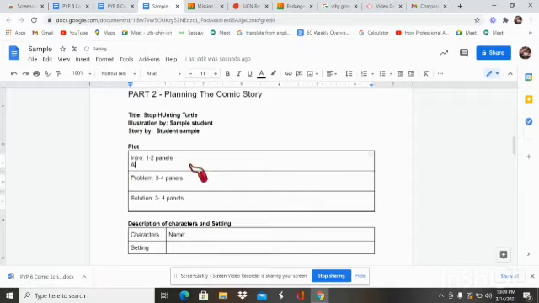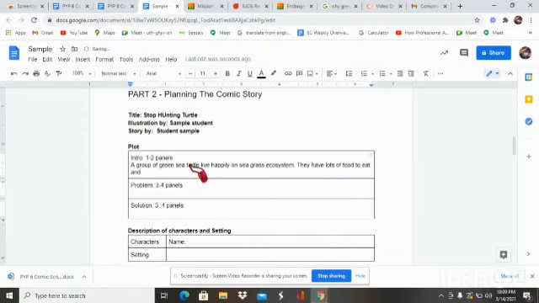A group of turtle, green sea turtle, leaf, belly on sea grass, ecosystem. We have lots of food to eat and also have enemies called the shark. So that is probably the intro.